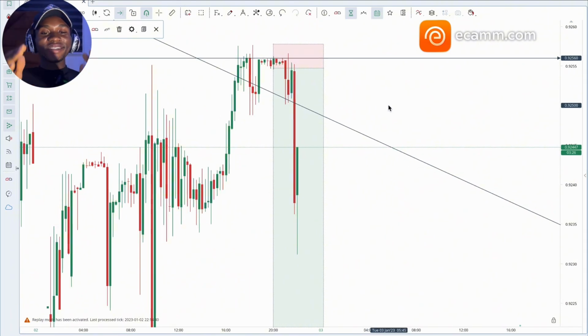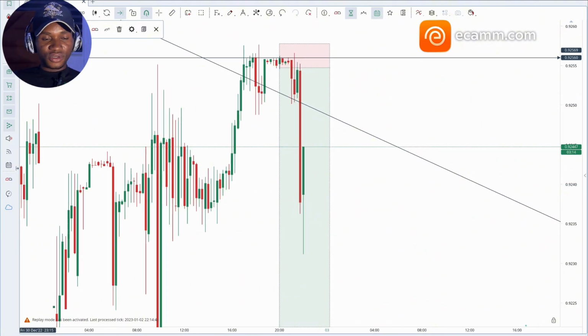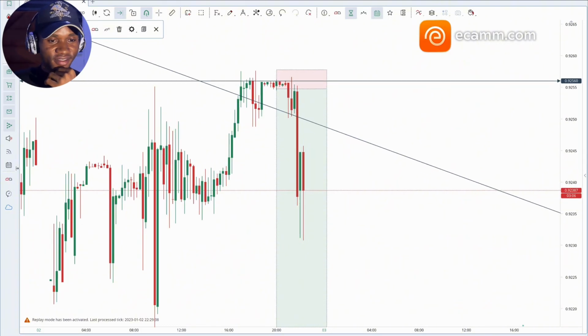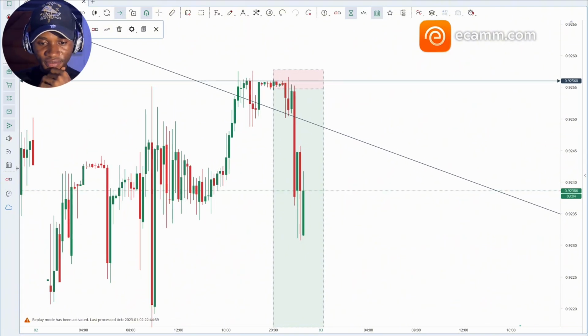Alright, so basically just stick to your plan, know what you're doing. Look at this long wick to the downside here. It's crazy. Just stick to your plan always. I mean, this long wick, bro, calm down. Keep on going down. Keep the bearish momentum going. Let's go.